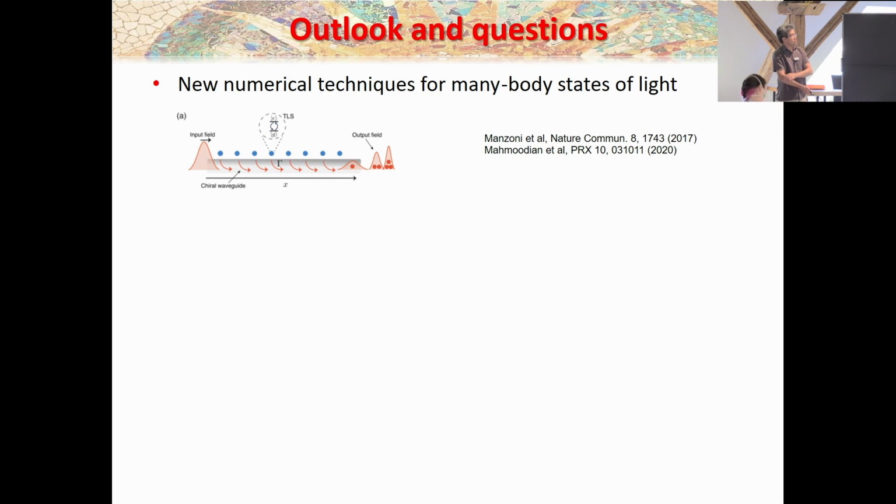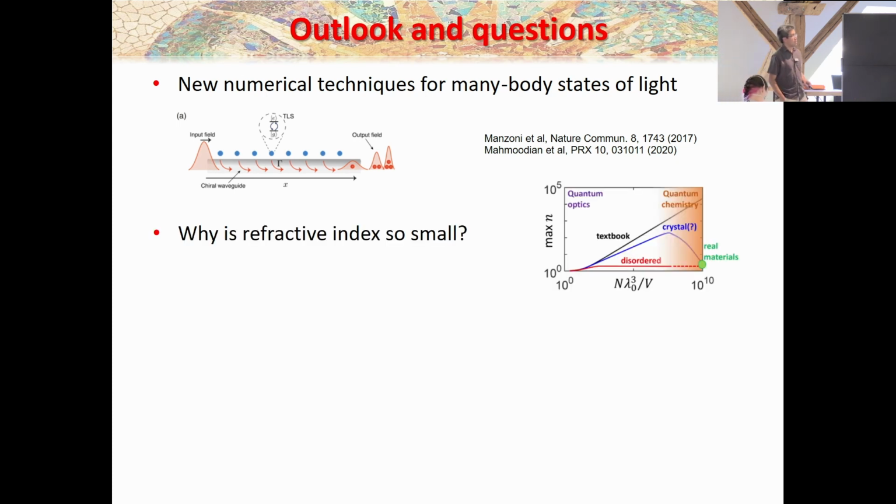Okay, so with that, I'm basically done. In the end, we don't know a lot about the many-body regime, and I'd love to get your feedback. But we know a little bit. So in terms of what we know we can do, this spin model is good for developing new numerical techniques to study many-body states of light. It might help to answer questions even beyond quantum optics, like why is the refractive index of materials so small?